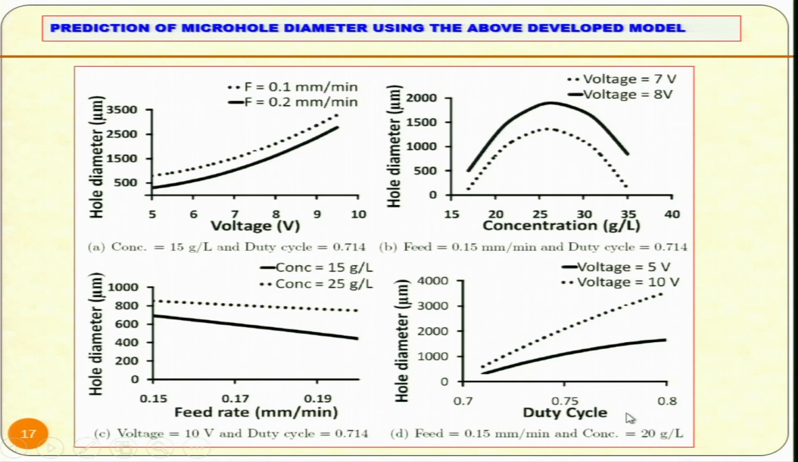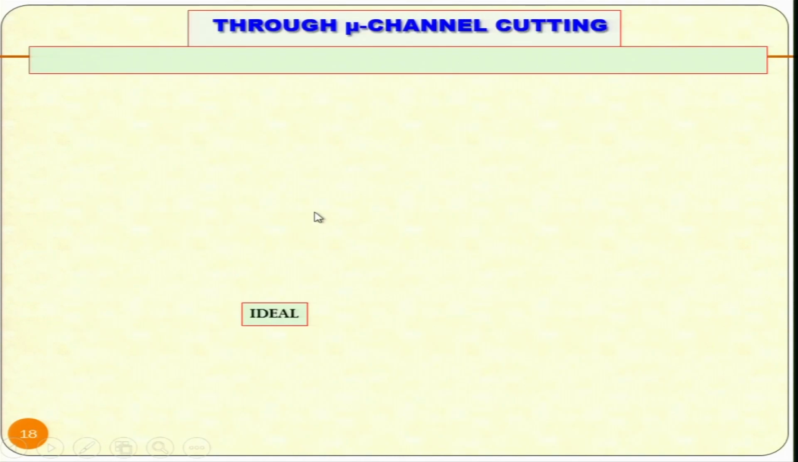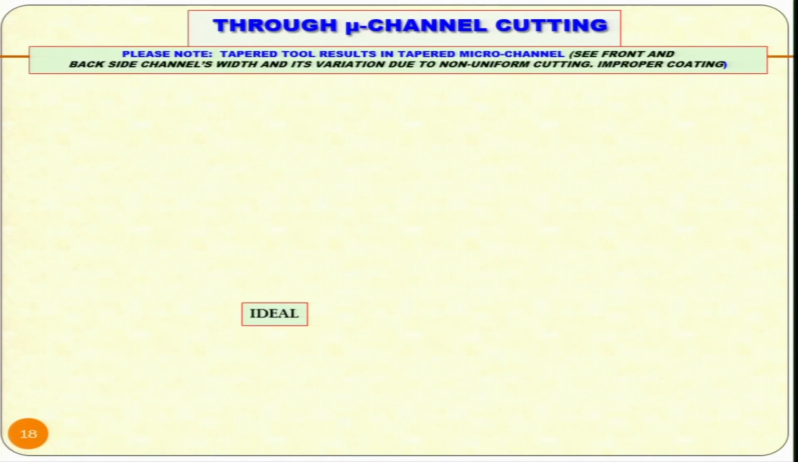Now, here it is the duty cycle. As duty cycle is increasing, hole diameter is increasing. For different voltages, it is lower for lower voltage, higher for higher voltage, as we have seen over here also. Next, microchannel cutting. Please note, a tapered tool results in a tapered microchannel.